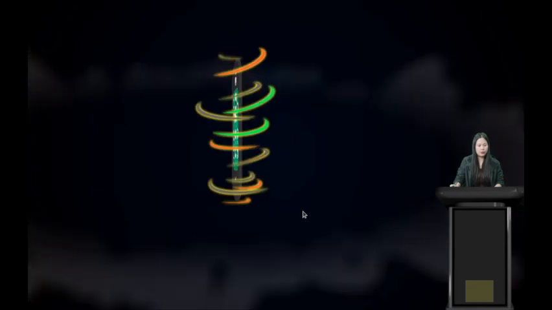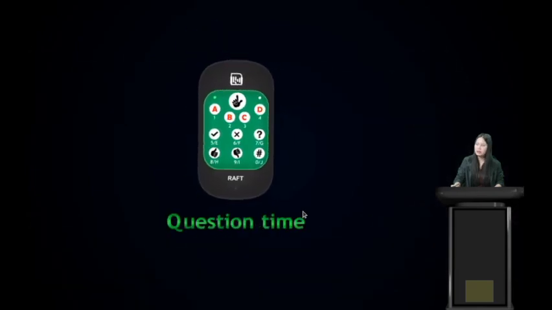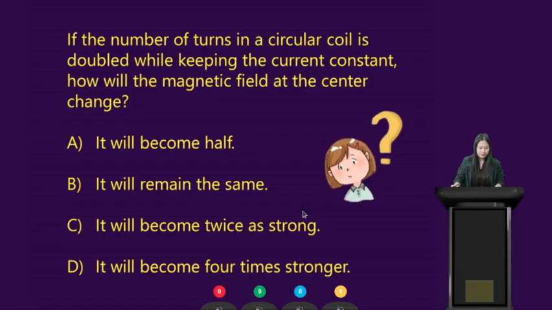Alright? Alright students, we have another question. Please get your rough devices ready. The question is, if the number of turns in a circular coil is doubled while keeping the current constant, how will the magnetic field at the center change? We have 4 options. I'm giving you 20 seconds to respond to this question. Your time starts now.